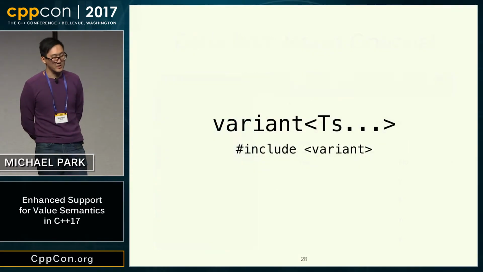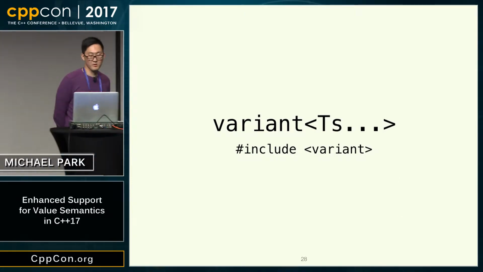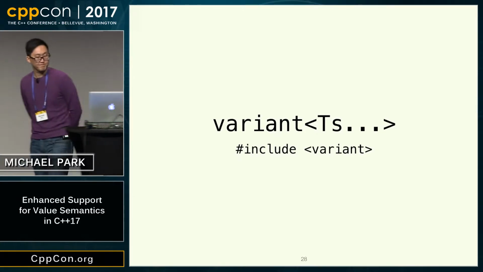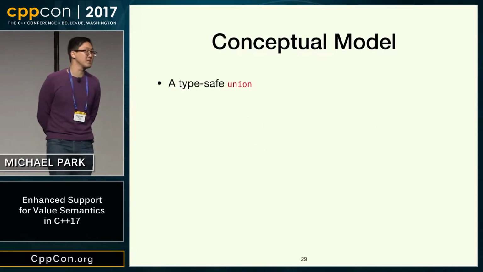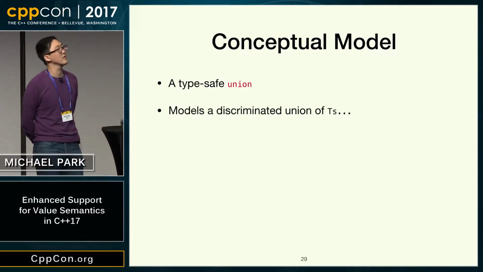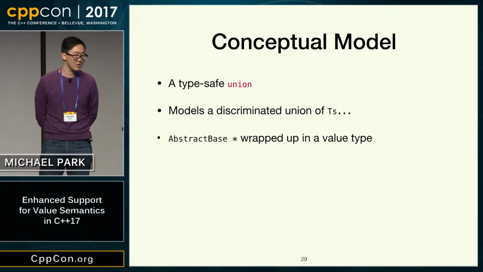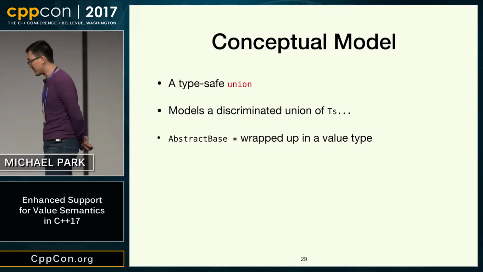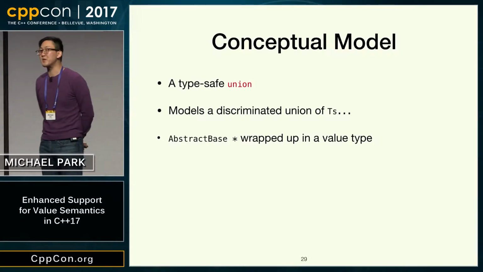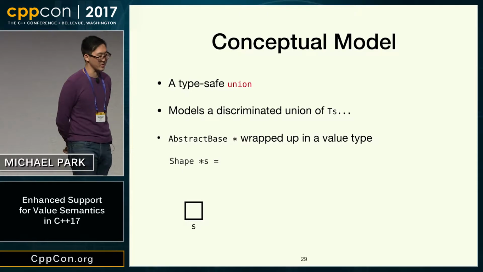I'm not going to go through all of these, but this brings us to variant. The conceptual model for variant is that it's a type-safe union. Another way to look at it is that it's a discriminated union of the types that were given. And another way that I like to look at it is that it's an abstract base class wrapped up into a value type. I'll show what I mean by illustration here.